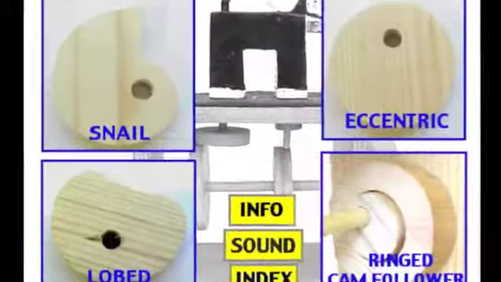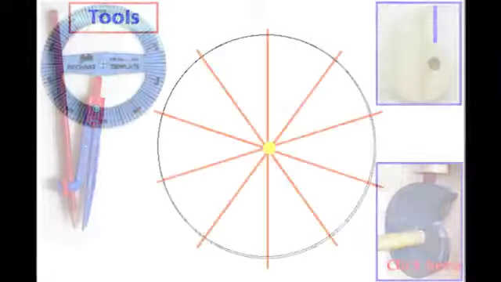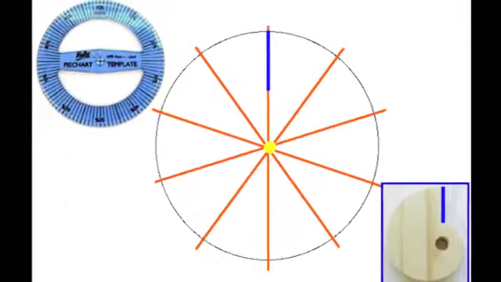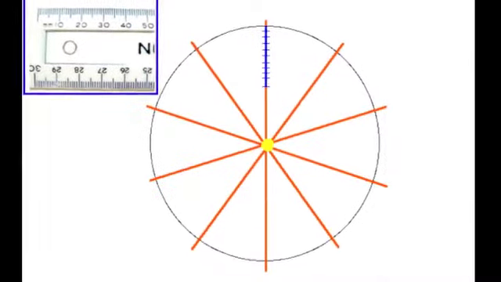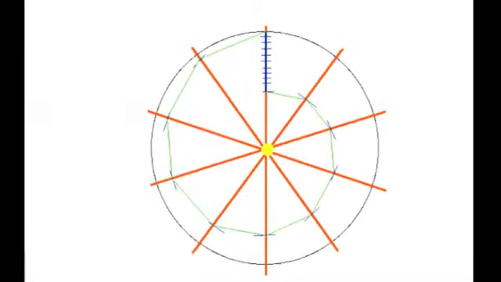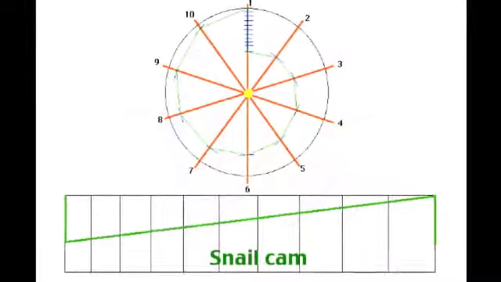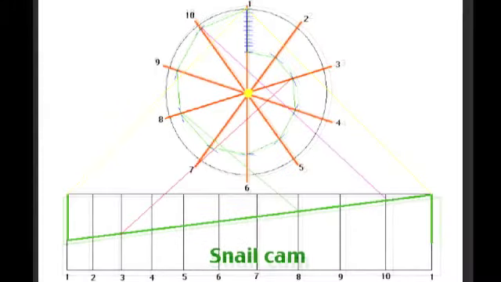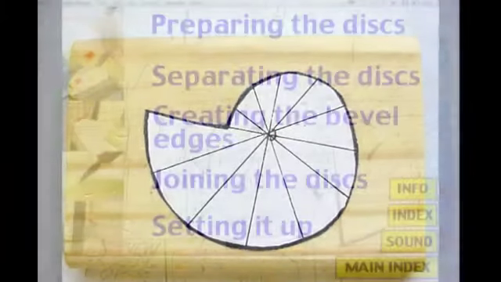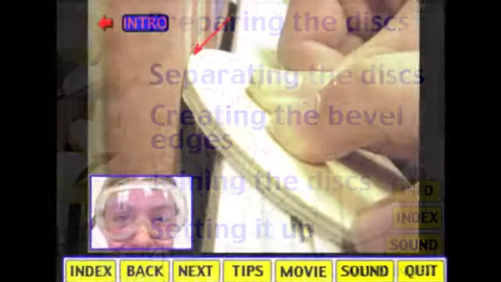In this particular situation it talks about marking out cams. This is a stage-by-stage explanation of how a snail cam is made. This section shows how pulleys are made. It goes through various sections.